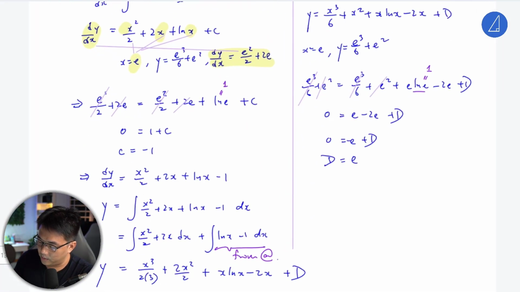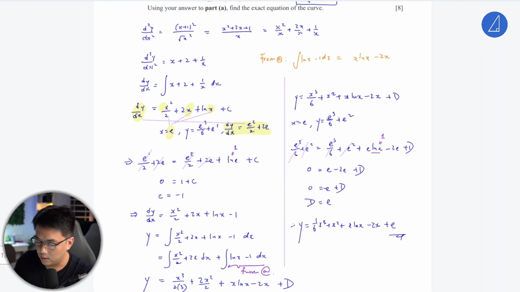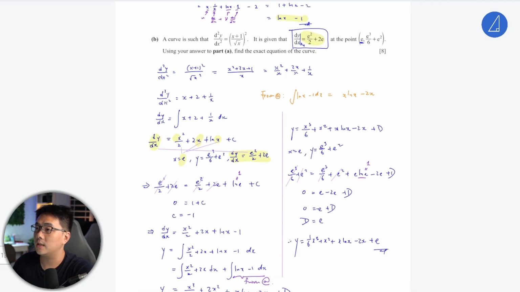Hence, y will be 1 over 6 x cubed plus x squared, and I just replace my d back in, so plus x ln x minus 2x plus e. Okay, so that's how you do this question. Let's look at the next part.